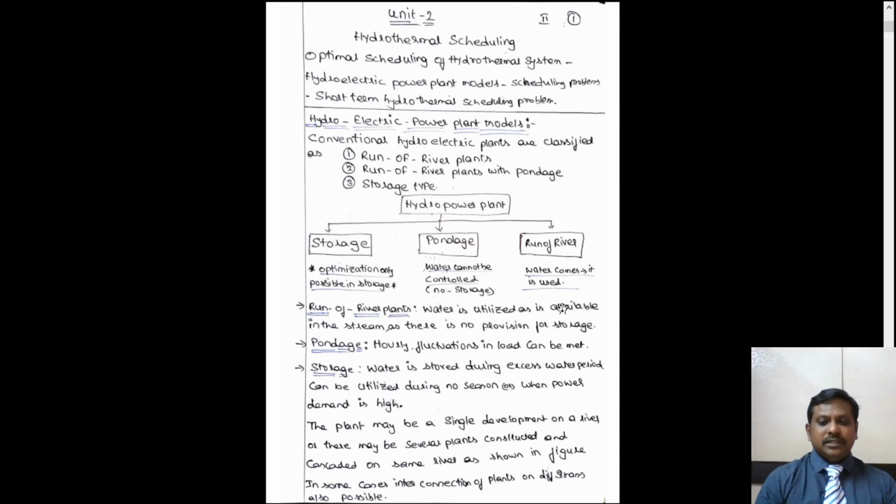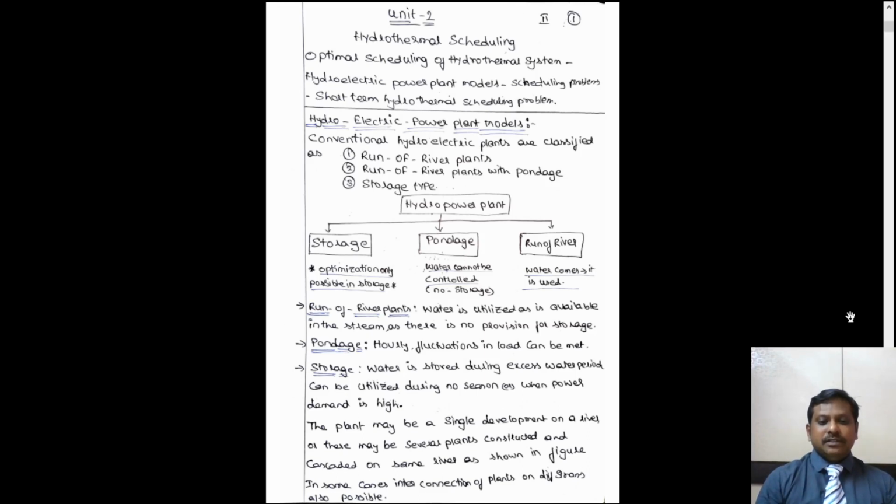As the water comes, it will be sent to the turbine where it will spin the turbine and the water will be discharged. So these are the types of hydroelectric plant models. First one is the runoff river plants. Here the water is utilized as is available in the system, as there is no provision for storage. Whatever water comes as an input passes to the turbine and is discharged. So there is no storage here.